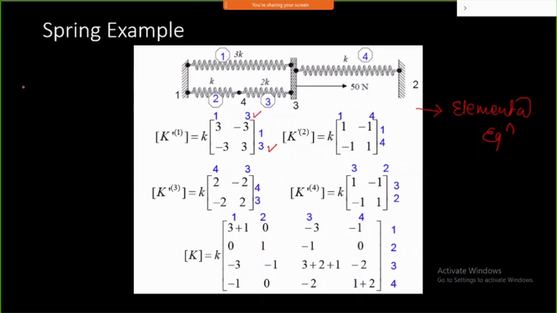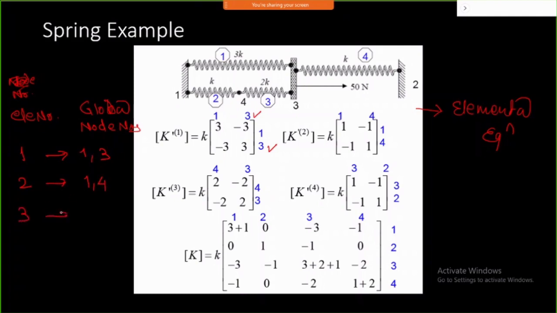I'll now write a connectivity table here. So I will write here element number, then global node numbers. I'm not interested in the local numbers, only global node numbers. For element number 1, what is the connectivity? Element number 1 is constructed using nodes 1 and 3. Element number 2 is constructed using 1 and the 4th node. So that is 1 4.